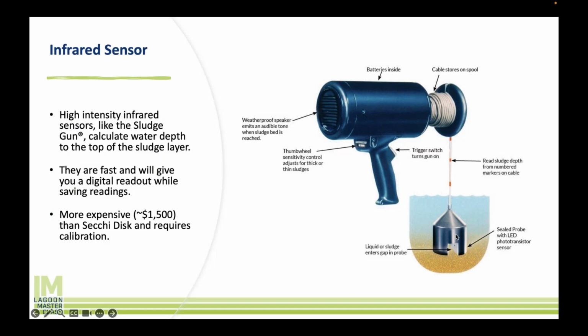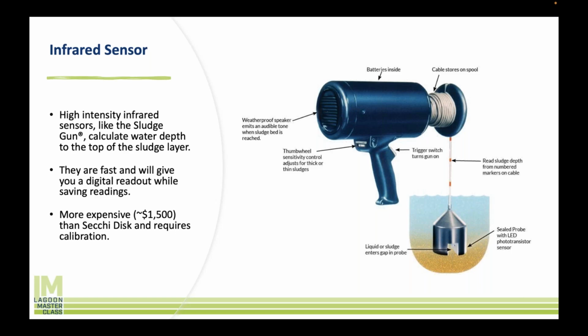An alternative to the Secchi disc is you can use these cool infrared sensors. These are, again, utilized in clarifiers. It's an infrared sensor that has a little weight on it. You drop it down to the bottom. It beeps when it hits the sludge, and then it will tell you how deep it is. You can even record all the different measurement points on a little controller right there, so you don't have to worry about writing them down.